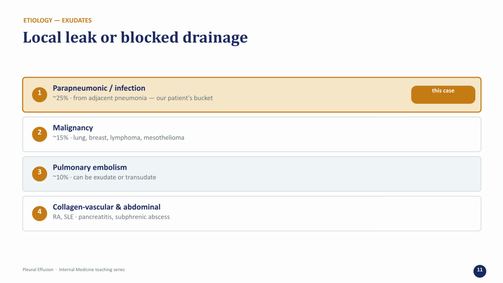Exudates involve local pathology. Parapneumonic effusions, caused by adjacent infection, are the most common in this category. Malignancy, pulmonary embolism, and inflammatory conditions like pancreatitis or collagen vascular diseases are also major causes of exudative pleural fluid.